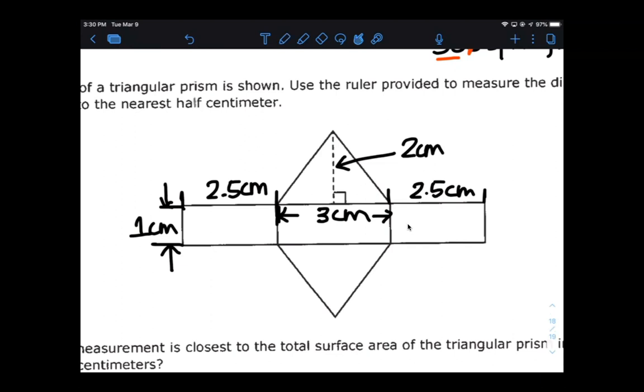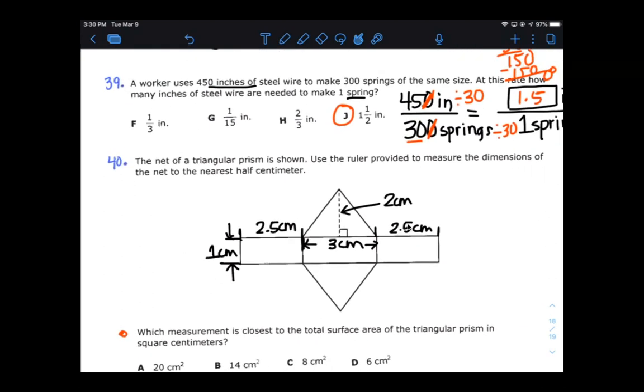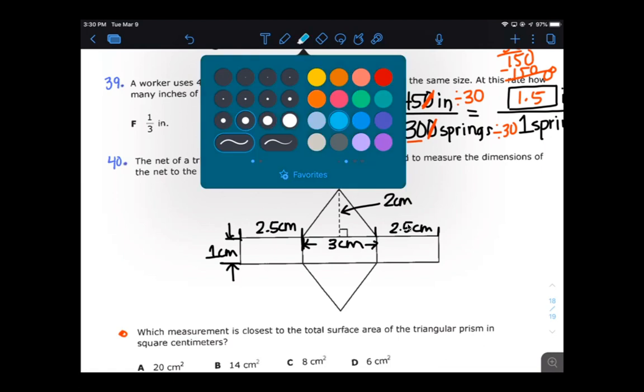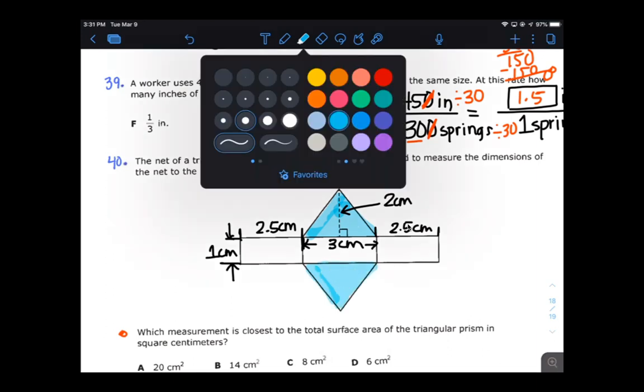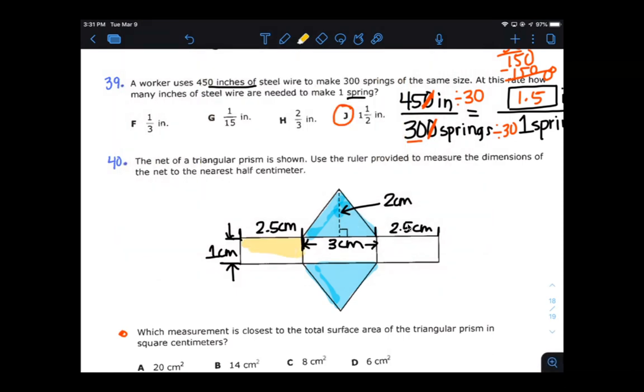What they're asking us is to find the area of every single shape that you see here. They want us to find the area of each of these triangles, this triangle and then this triangle, and then the area of each of these rectangles. At the end, we add all of these shapes' areas together, and that is what they're asking us to find, the total surface area of the triangular prism.